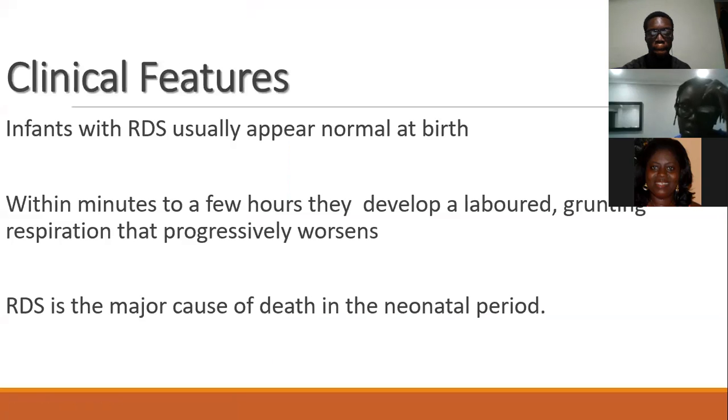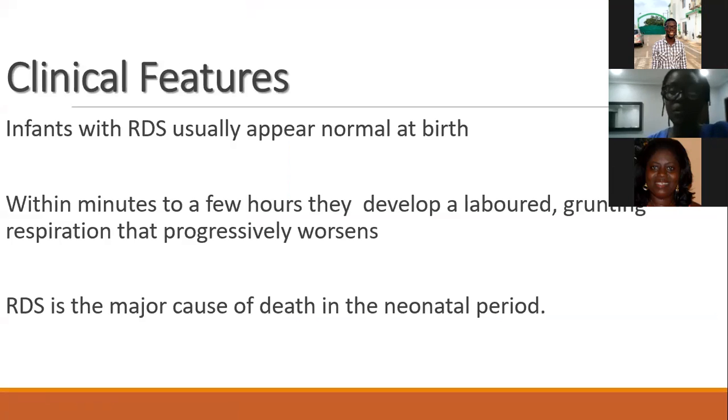So clinically at birth, the infants may appear normal. Then within a few minutes after they are born, they start to have difficulty breathing, which worsens progressively and then gets better. And that can cause death in the neonatal period. Sometimes the respiratory distress can be so bad that they need to be put on ventilators to support their respiration.